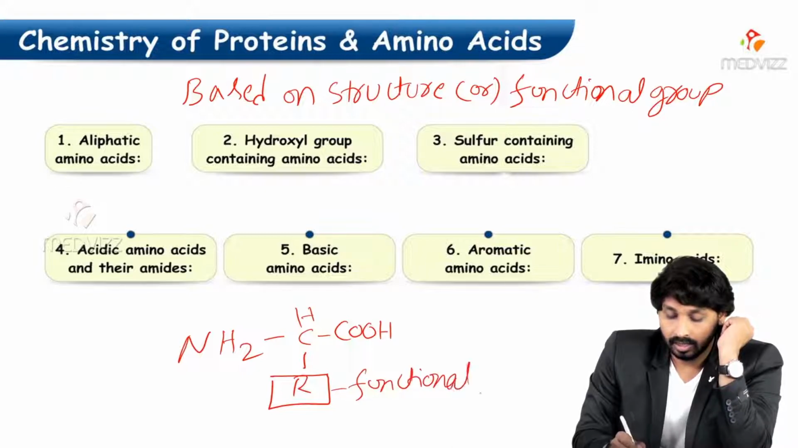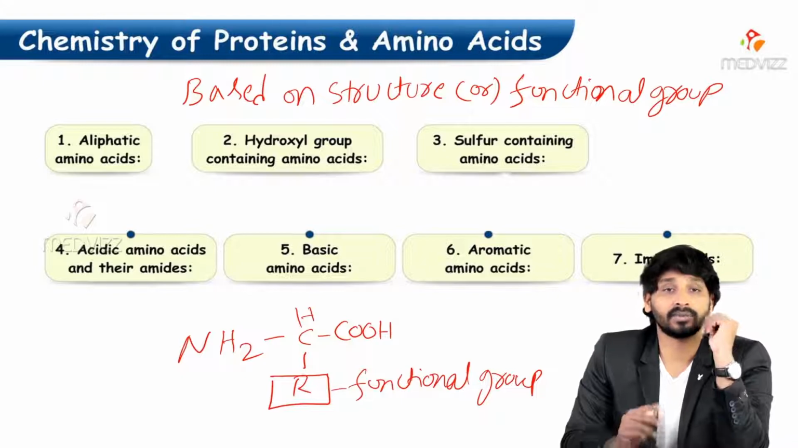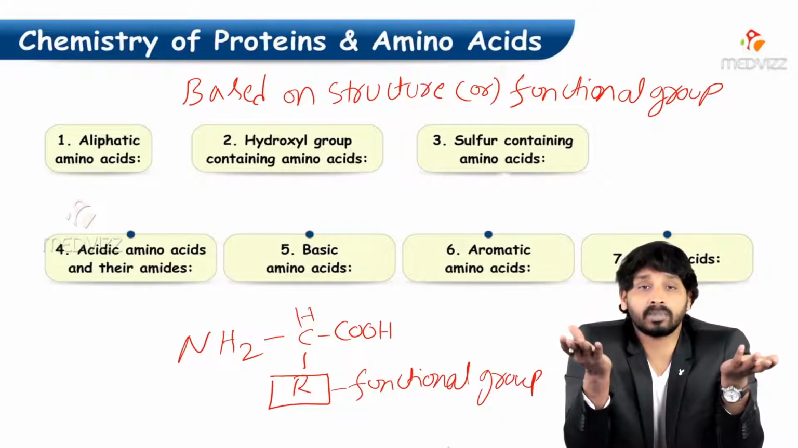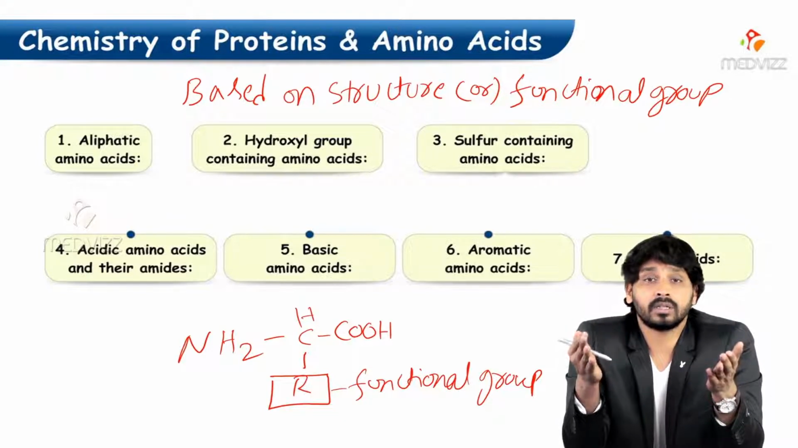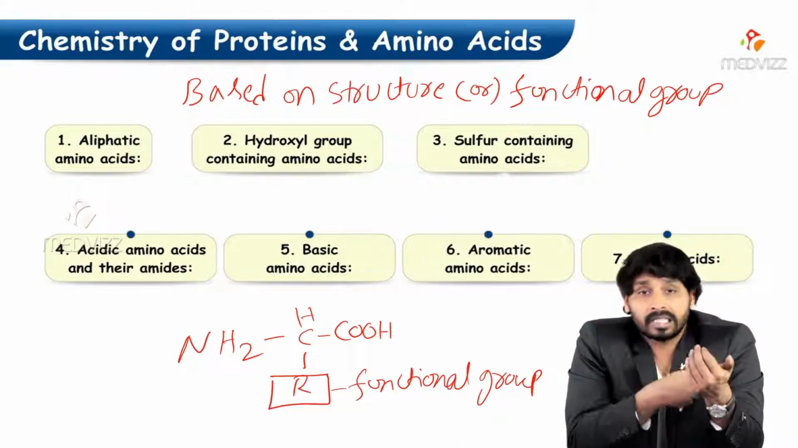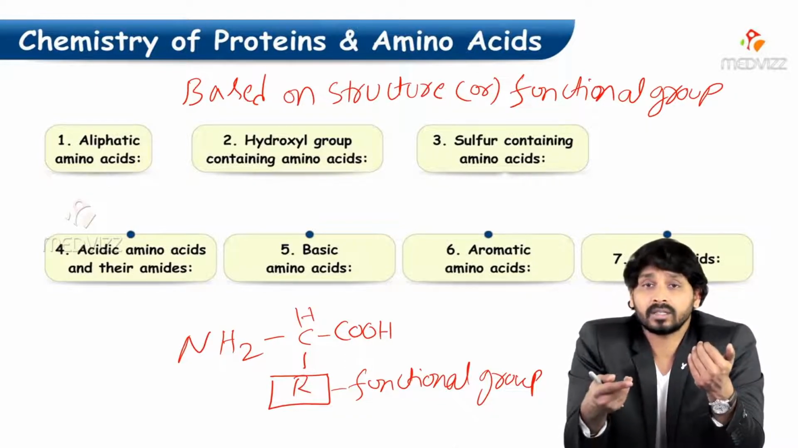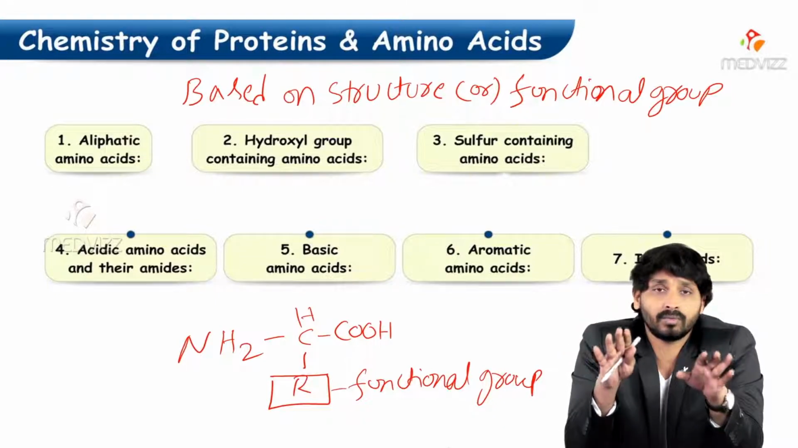there are different classifications. There are 7 types: aliphatic amino acids, hydroxyl group containing amino acids, sulfur containing amino acids, acidic amino acids, basic amino acids, aromatic amino acids, and imino acids. So, 7 categories of amino acids based on functional group or structure.